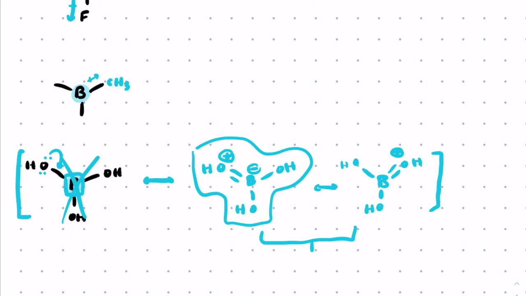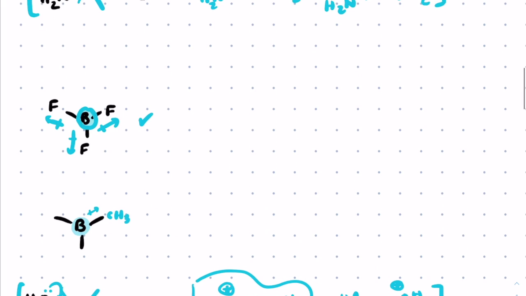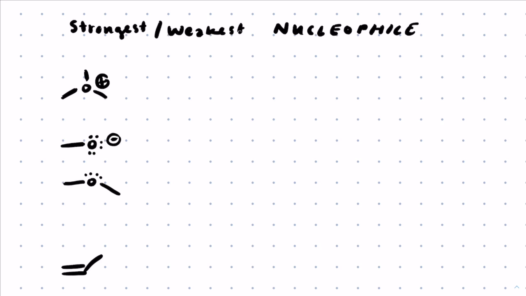So it turns out that this is actually the weakest electrophile because it has oxygens that are donating electron density all around. So it's the least electron deficient. Whereas this guy, super electron deficient because it has fluorines actively pulling electron density away from it. Okay, now let's start with the other side of the spectrum, right, with the nucleophiles.